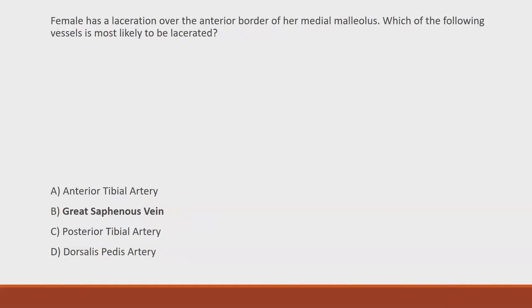So they move up, and your lesser saphenous vein drains into your popliteal vein in the popliteal fossa, whereas your great saphenous vein, because it's great, it's massive, comes all the way up your thigh and comes in at your femoral triangle where it drains into your femoral vein. So that's the main difference between them, where they drain into your deeper circulation.